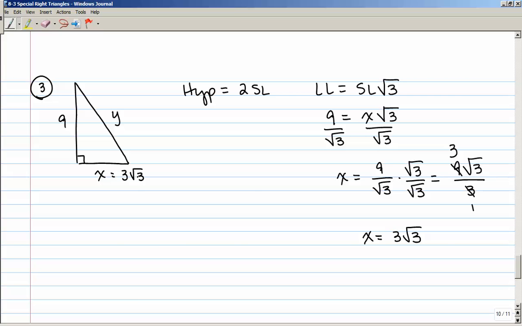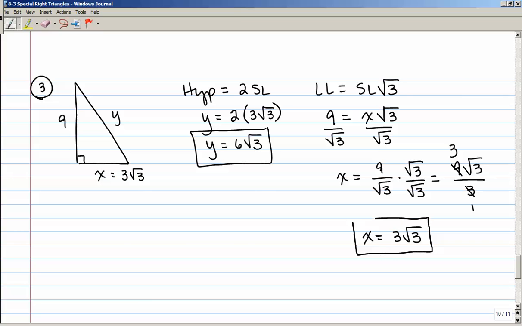So now I can go ahead and use that in my other formula here. I don't know the hypotenuse, but I do know the short leg. 2 times 3 square root of 3, which gives me 6 square root of 3. Okay? And I didn't say this earlier, but for all of these, I prefer exact answers. Answers that have square root of 3 and square root of 2 in them, if those come up. Don't round. Give me exact answers.